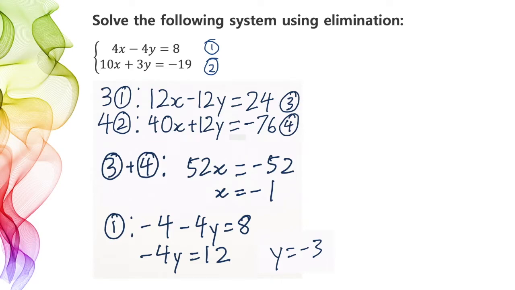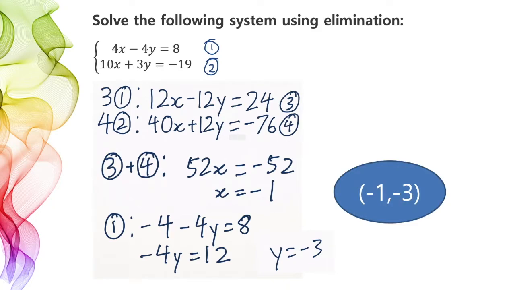So our final answer to this problem is that the point of intersection for this system of equations has a coordinate of negative 1, negative 3.